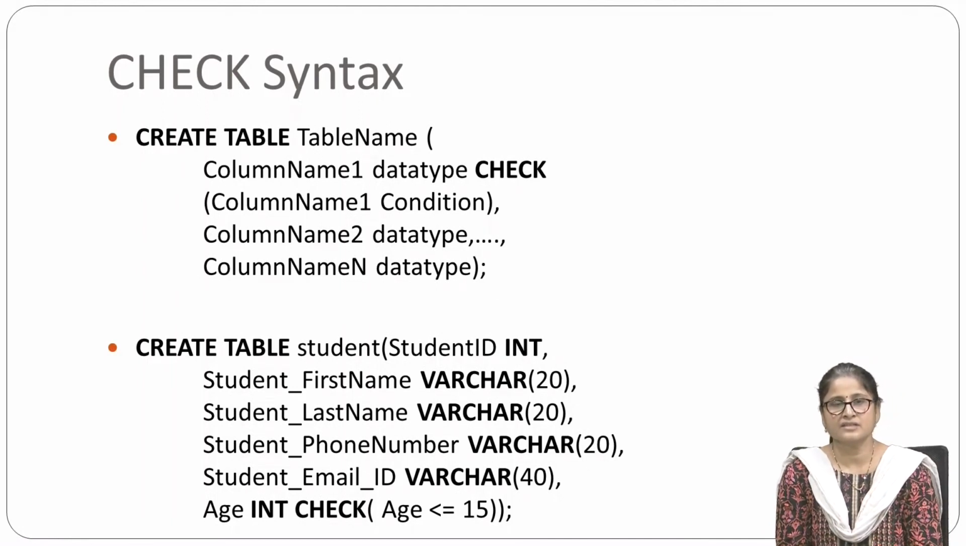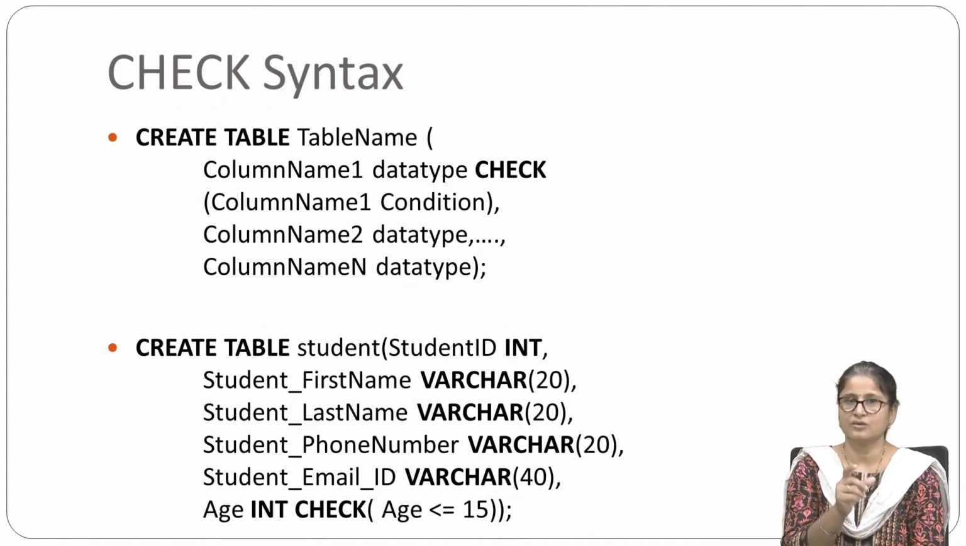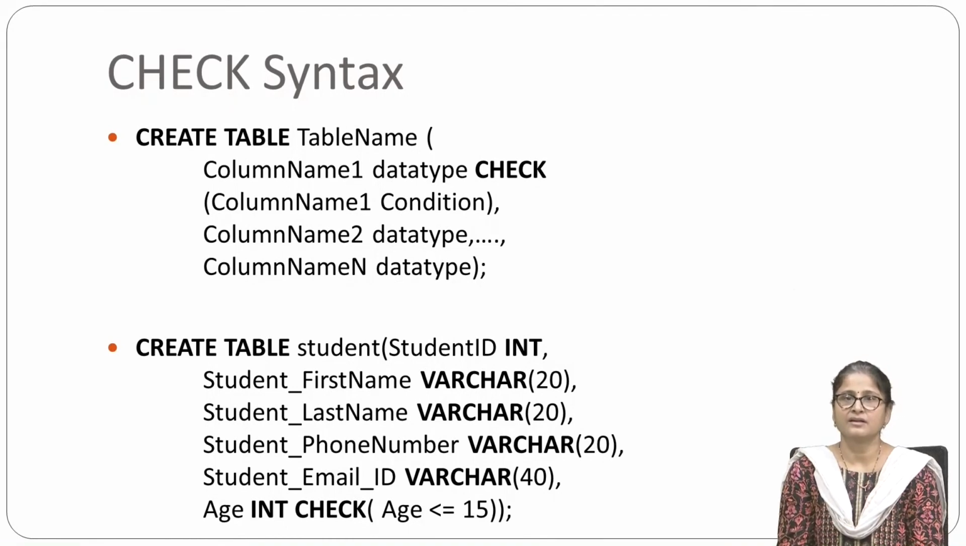So how can you specify the check constraint? In create table, we specify the column name followed by the data type and the check keyword. In this check keyword, you have to specify the column name followed by the condition.